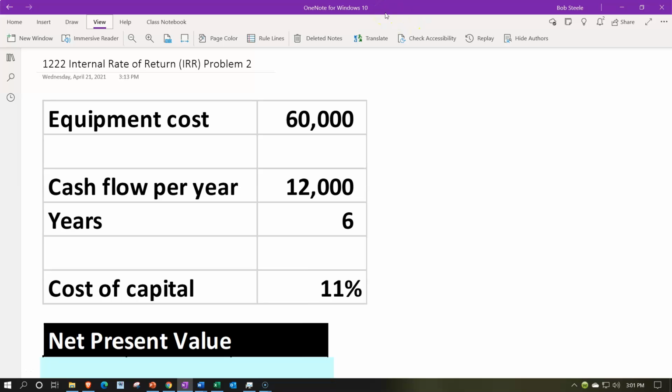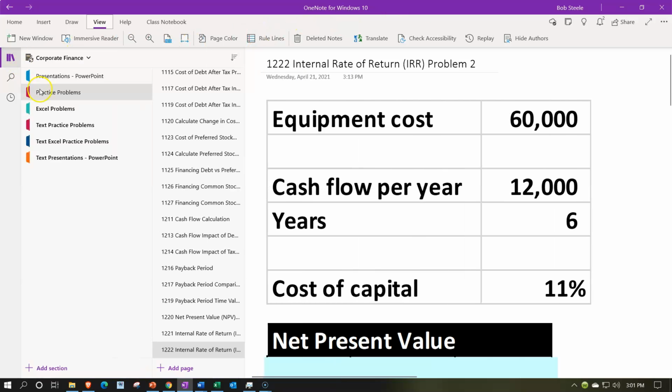Here we are in OneNote. If you have access to OneNote and would like to follow along, you're not required to, but if you would like to, we're on the icon on the left-hand side, Practice Problems, then the 1222 Internal Rate of Return or IRR Problem 2 tab.